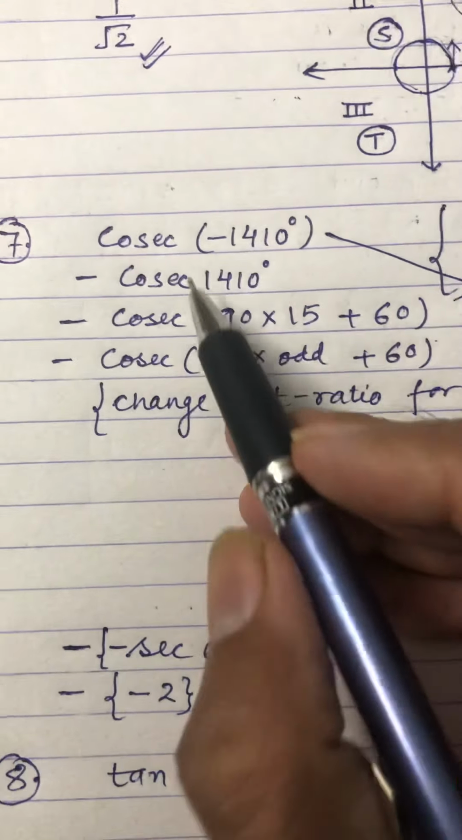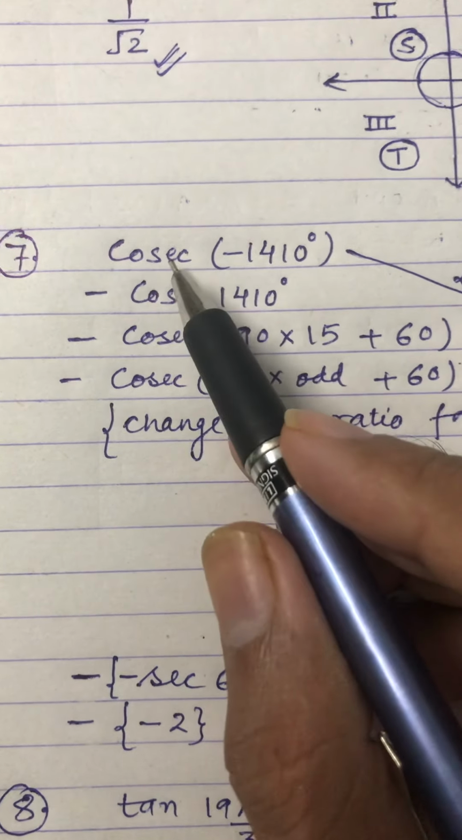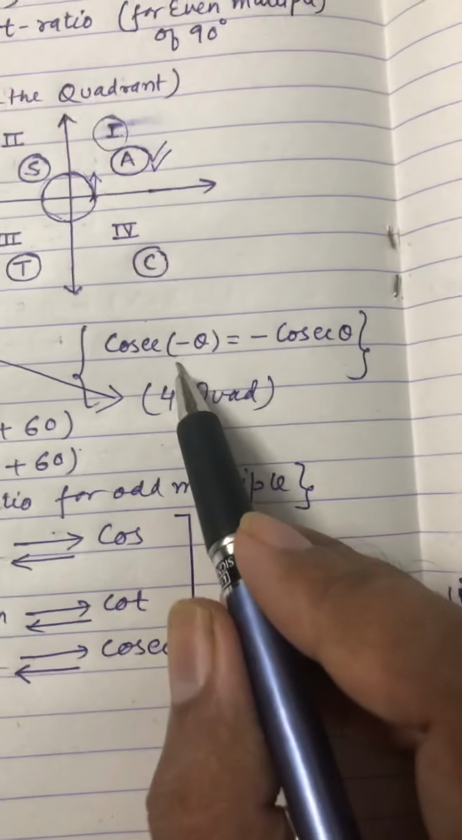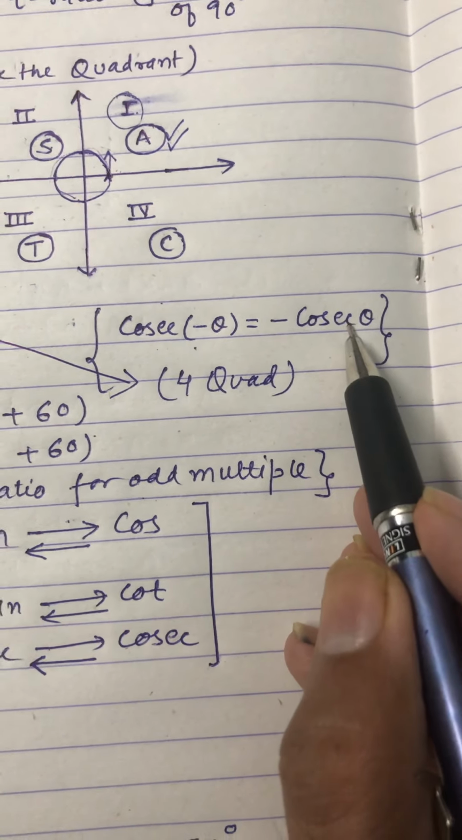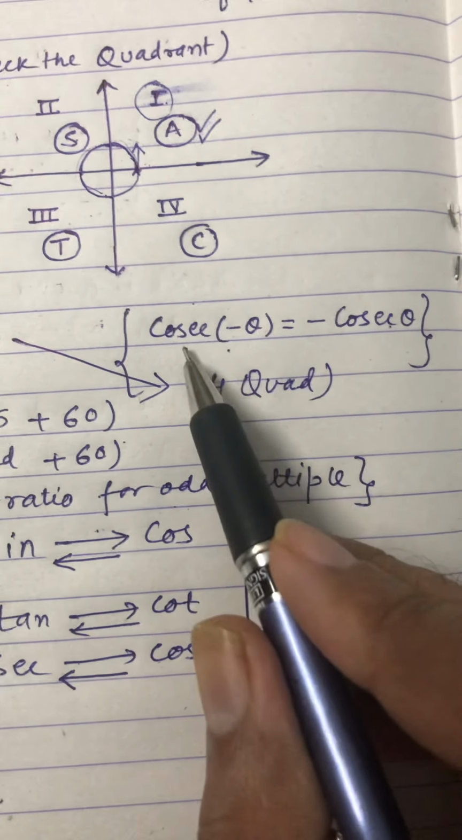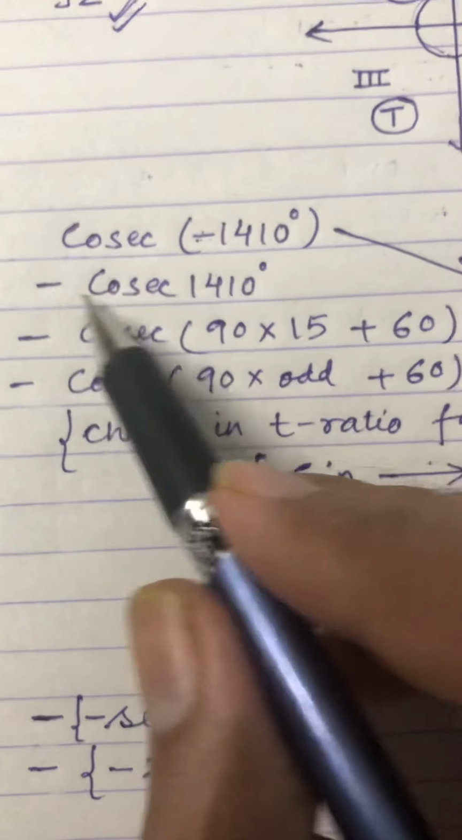Similarly, question number 7: we have to find the value of cosec minus 1410 degree. Because the angle is negative here, you know the formula that cosec minus theta is minus cosec theta. We have done it. Sine minus theta is minus sine theta, so cosec minus theta will be minus cosec theta. So this minus will come outside.